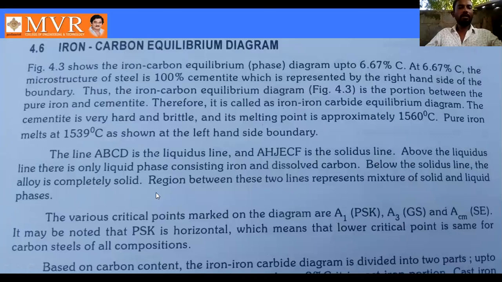Above the liquidus line, there is only liquid phase consisting of the iron and dissolved carbon. So above the liquidus line we can observe only the liquid phase. Below the solidus line the alloy is completely solid. Below the solidus line the alloy is completely solid region. Between these two lines represent the nature of liquid and solid phases.